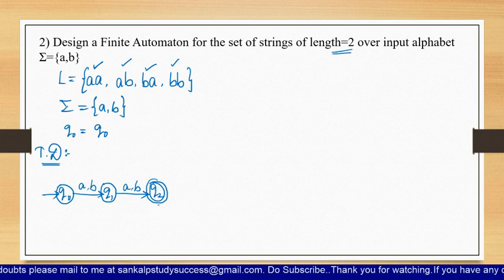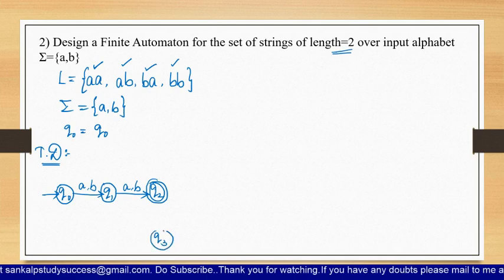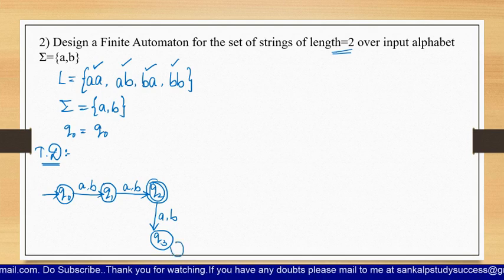That means after AA or after AB, BA or BB, if there are any more input symbols, then they should not reach the final state, right? So let us take one more state, which is Q3, which is not a final state. If you apply A comma B, then these strings are not accepted and it is not reaching the final state. And also for Q3 you have to apply two input symbols in order to make it a DFA. So in this way we are going to draw the deterministic finite automata.